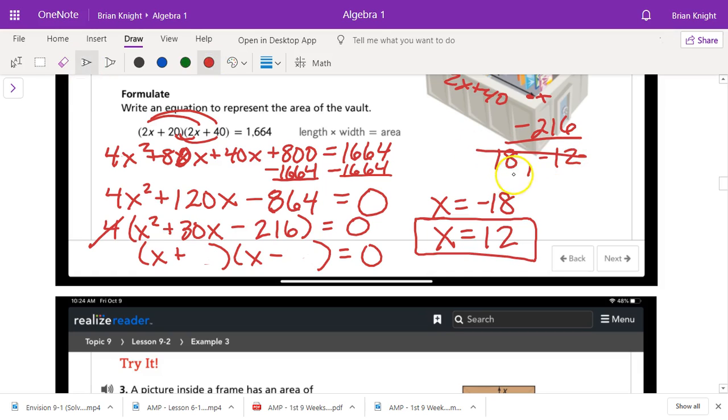So that's not right. Negative 6 and 30 and positive 36. Okay, so 36 minus 6. So this should be negative 36, positive 6. Okay? So there you go. Now we're good. Now we're good. Okay?